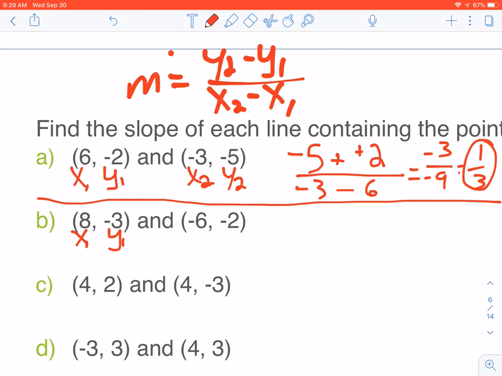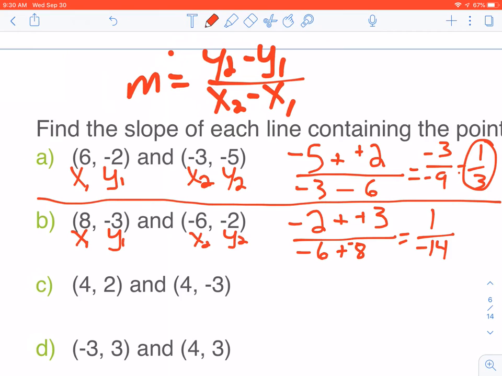All right, let's do this one. x1, y1, x2, y2. So then we do y2, which is negative 2 minus a negative 3, divided by negative 6 minus 8. Minus a negative is plus a positive, so that's 3 minus 2, which is 1. Negative 6 minus 8, I can change that to plus a negative, and that would be my answer.